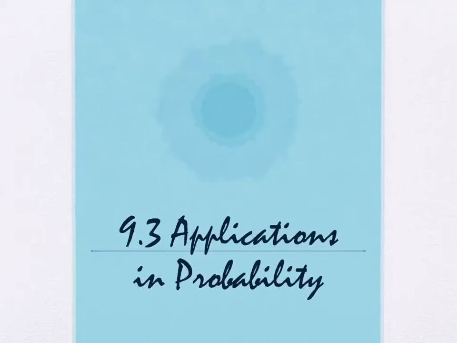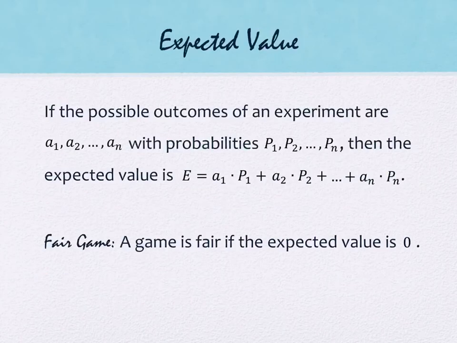All right, last time we started section 9.3, and 9.3 is applications and probability, and there's two different applications we're looking at. What was the application we looked at last time? It was odds, that's right. The other application that we're looking at this time is called expected value. So here's the definition for what expected value is.